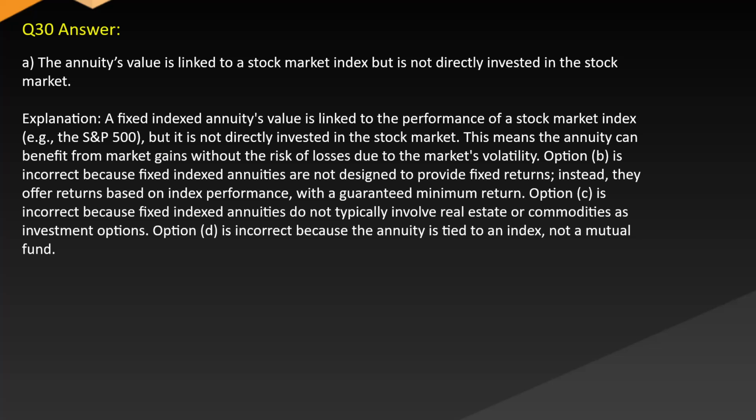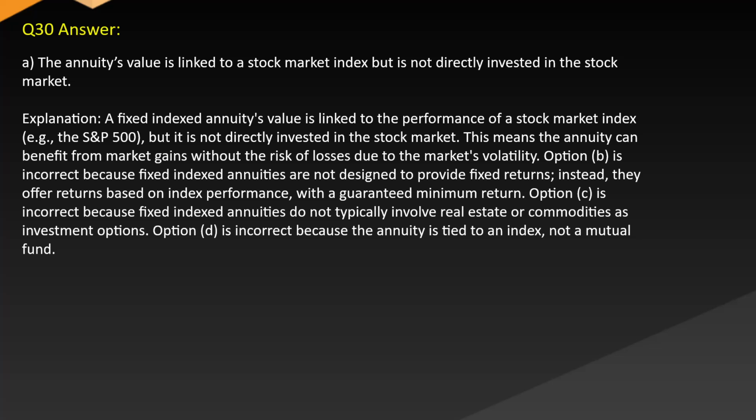Answer A. The annuity's value is linked to a stock market index but is not directly invested in the stock market. Explanation: a fixed indexed annuity's value is linked to the performance of a stock market index, e.g., the S&P 500, but it is not directly invested in the stock market. This means the annuity can benefit from market gains without the risk of losses due to the market's volatility.